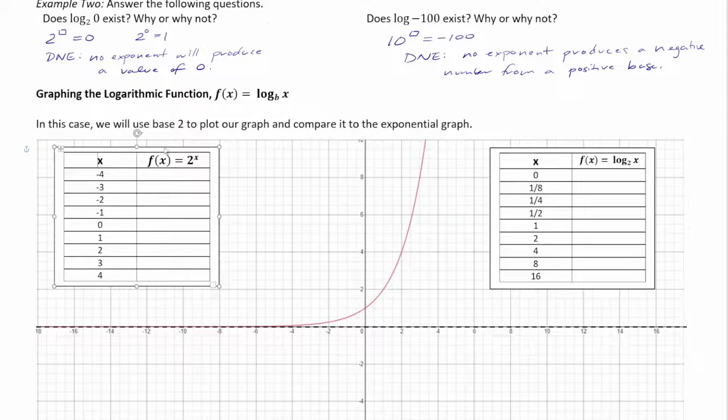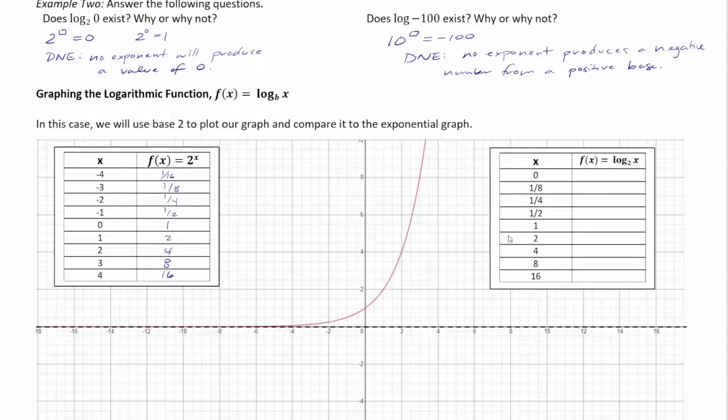2 to the negative 4 is 1 over 16. So I'm just going to write that in. 2 to the negative 3 is 1 over 8. 2 to the negative 2 is 1 over 4. 2 to the negative 1 is 1 over 2. 2 to the 0 is 1. And then 2 to the 1 is 2, 2 squared is 4, 2 to the 3 is 8, 2 to the 4 is 16. Okay, so these are all points that exist on the exponential function graph. And we can see that if x is equal to 2, y is equal to 4.